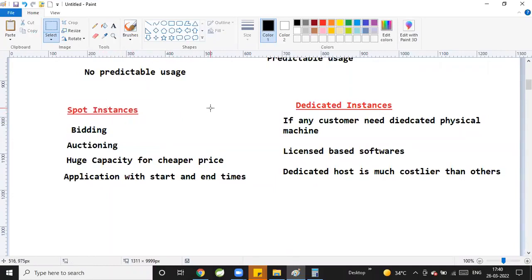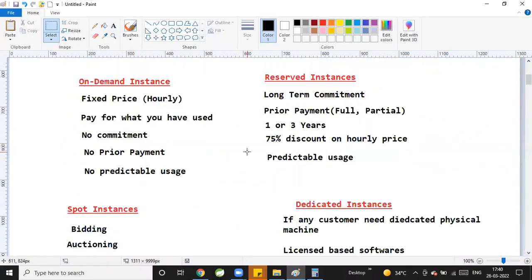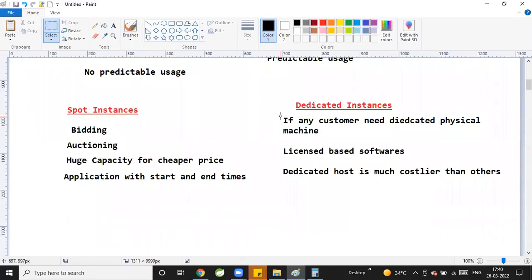And if you have a special requirement, you want a particular physical computer for your requirement, if you want a physical computer with all the softwares and all, then AWS is going to provide you a physical machine also, with all the licensed based softwares.